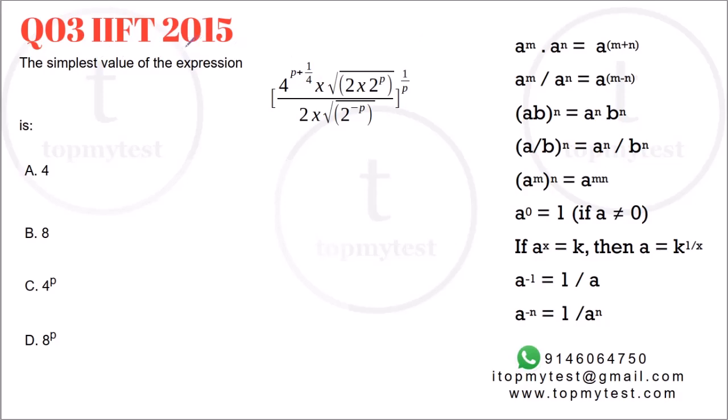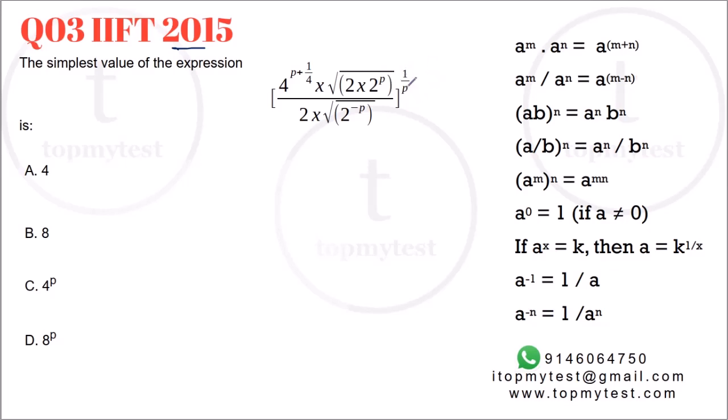Okay, this came up in IIFT 2015. Again, in an IIFT sort of a test, if you get this question, this is a gold mine, right? Not very difficult to solve. It says, what will be the value of this expression? Your options are 4, 8, 4 to the power p, 8 to the power p. So everything is in the powers of 2. It can be either 2 to the power some power of p or just 2 to the power some natural number. Okay, so let's do everything in powers of 2.